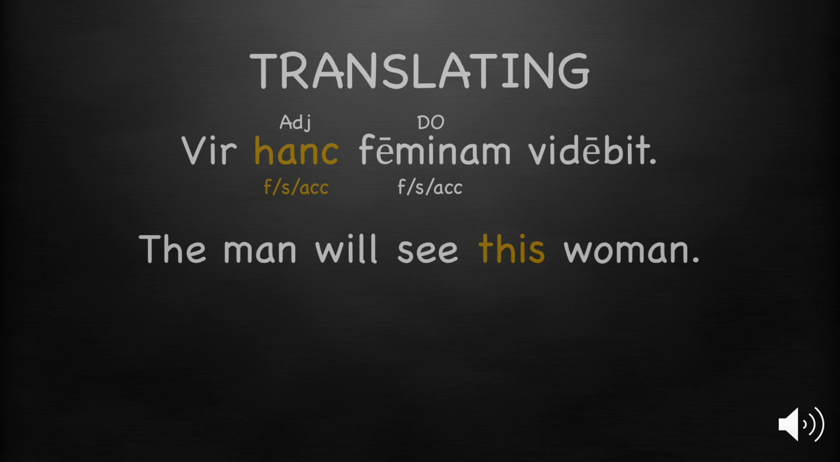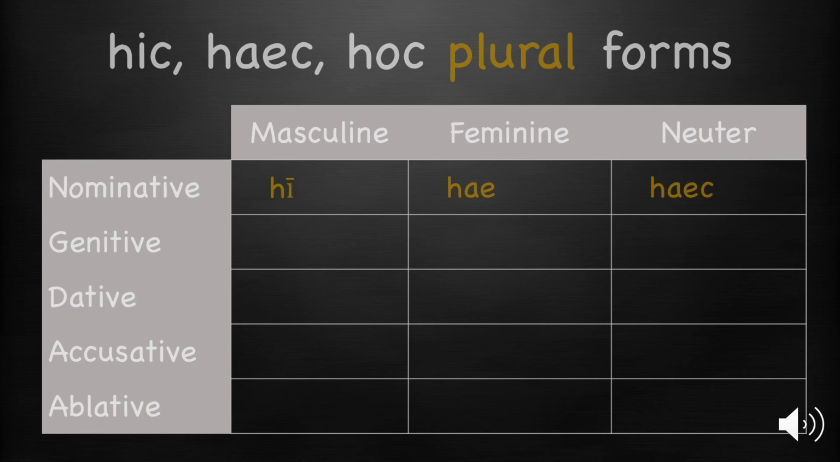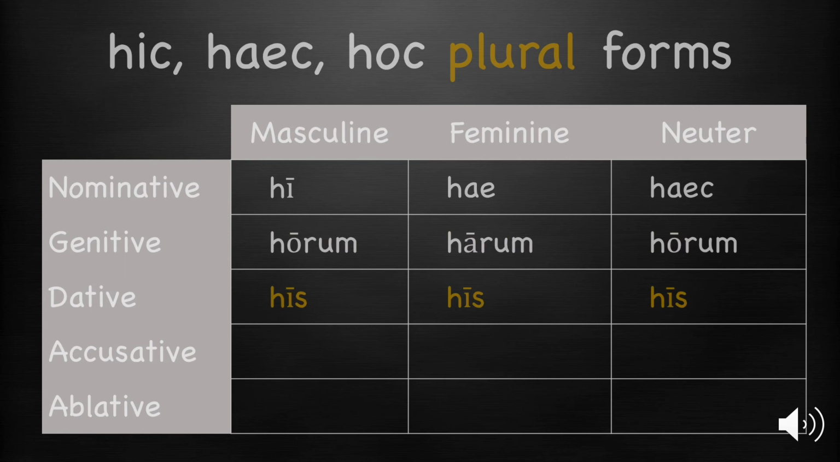So translating with demonstratives is not really any different than translating other sentences. We will have to begin asking the question, is the demonstrative functioning as a pronoun or as an adjective? Otherwise, we follow all the regular rules for translating. Now let's look at the plural forms. We begin with the nominative forms, hi, hae, haec. The genitive forms are horum, harum, horum. The dative forms are his, his, the same all the way across. The accusative forms are hos, has, haec. And the ablative forms are the same across, his, his, his.